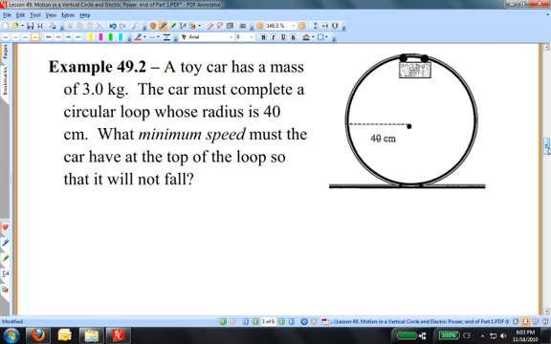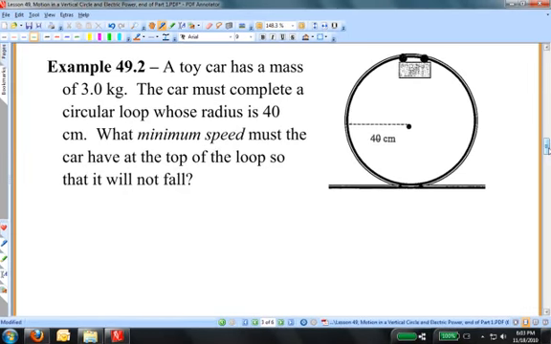A toy car has a mass of 3 kilograms. The car must complete a circular loop whose radius is 40 centimeters. What minimum speed must the car have at the top of the loop so that it will not fall? We're looking for the critical speed of this car.